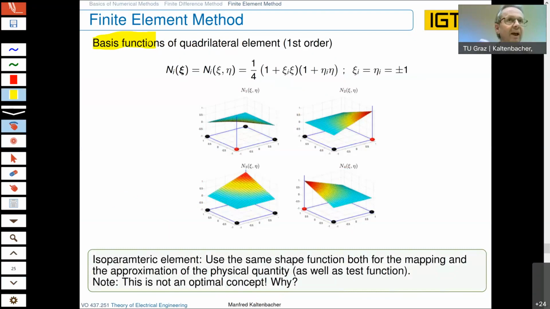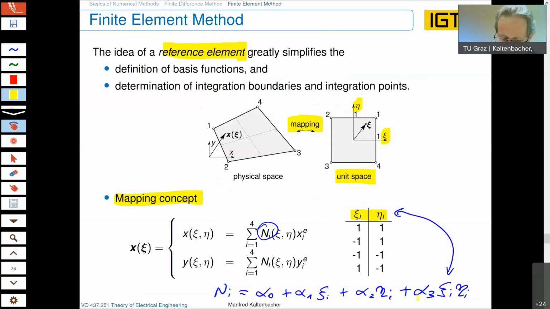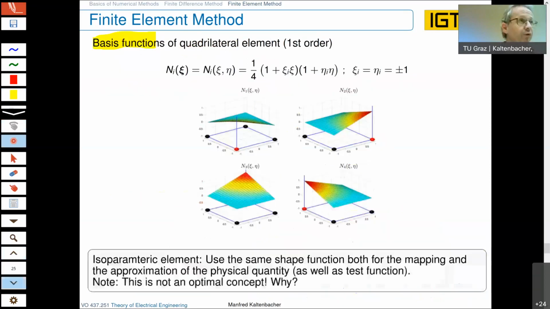So we just can make an ansatz for a linear function. So there will not be such a bilinear term. If you put this away, this would be the ansatz for a triangle because we just have 3 nodes. And as you can see here, this is the general solution. You can even combine it and not write N1, N2, N3, and N4. You can make it with the index i.